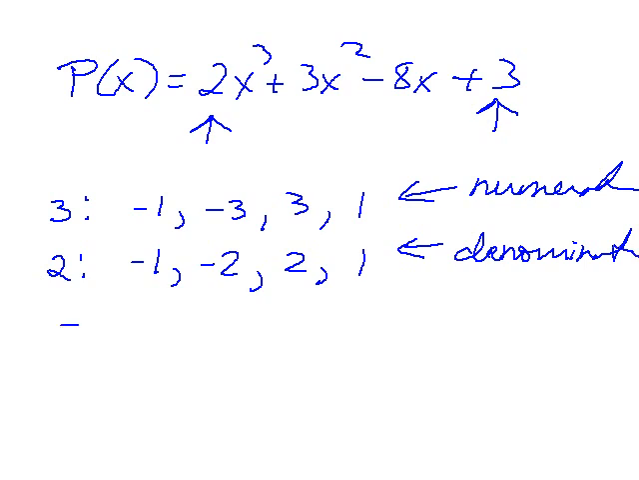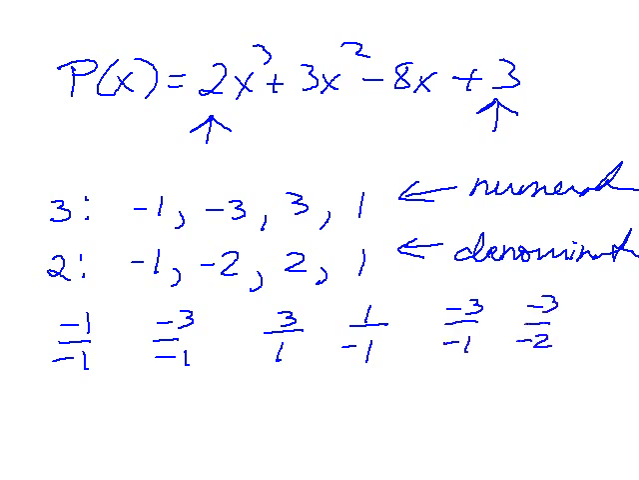Here's what they're going to look like. Minus 1 over minus 1. Then I could have a minus 3 over minus 1, a 3 over 1, and a 1 over minus 1. This is going to take some time and a lot of paper. Right? Then I keep going. Now minus 3 over minus 1, minus 3 over minus 2, minus 3 over 2, and 3 over 1.